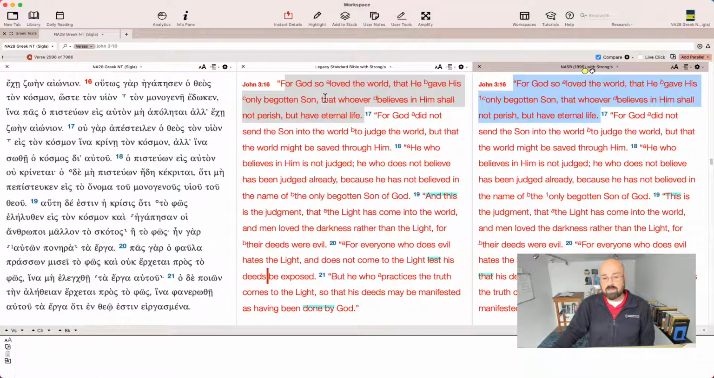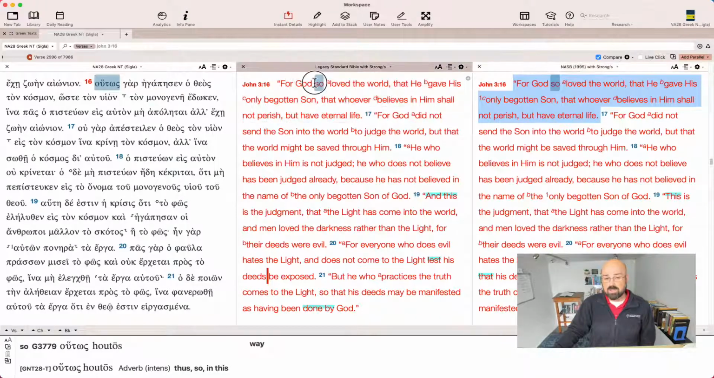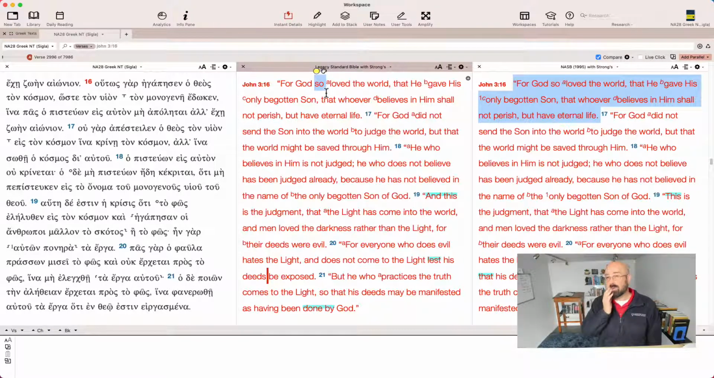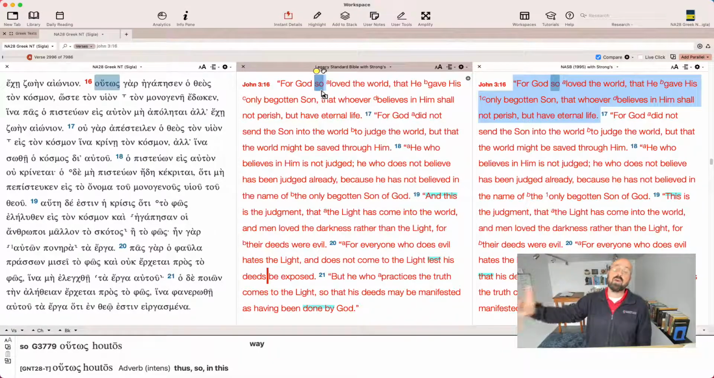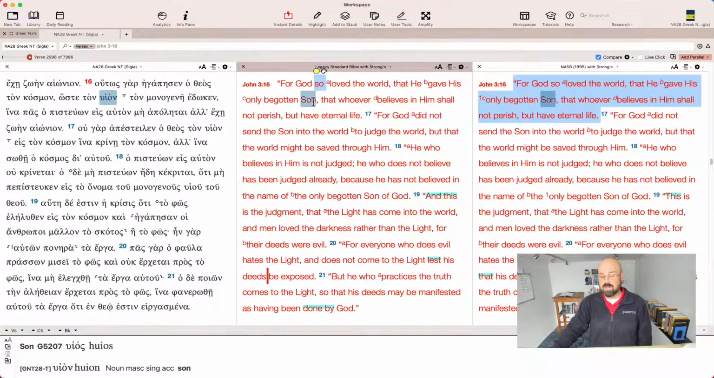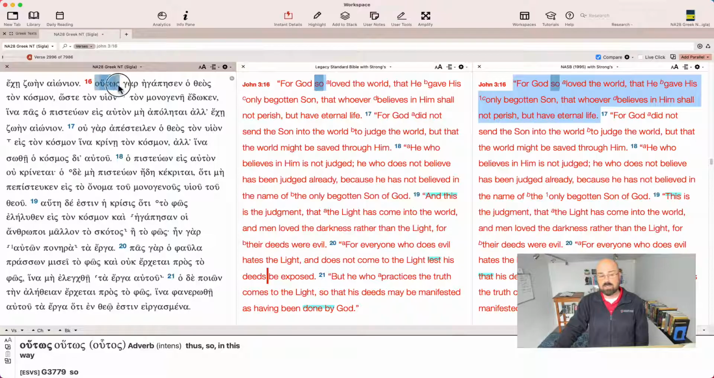So one of the things to be aware of here, for what it's worth, is that this word "so" in English is a little bit ambiguous. So a lot of translations and a lot of people, when they read this, they think that this means that this is how much God loved the world. God loved the world so much that he gave his only begotten Son. But that's not what the Greek text here is saying.